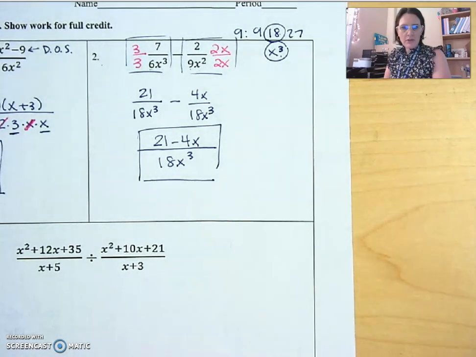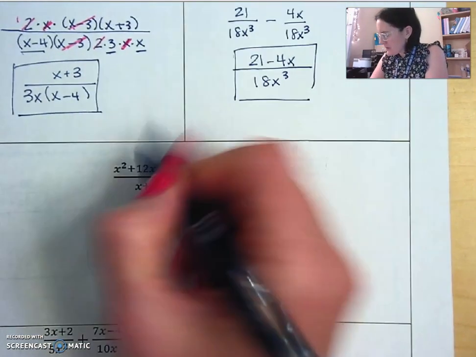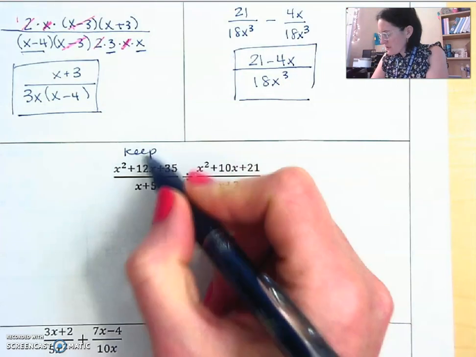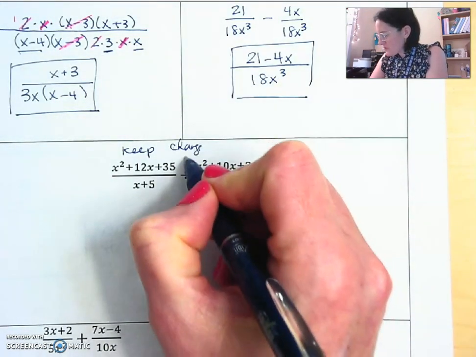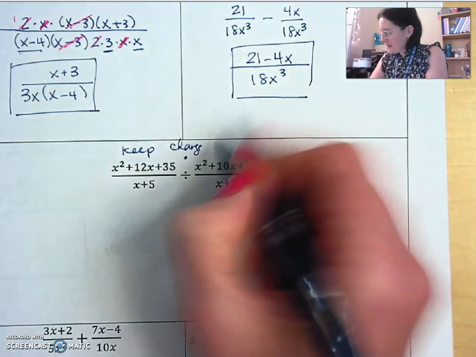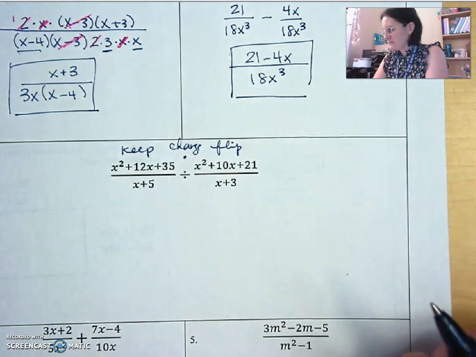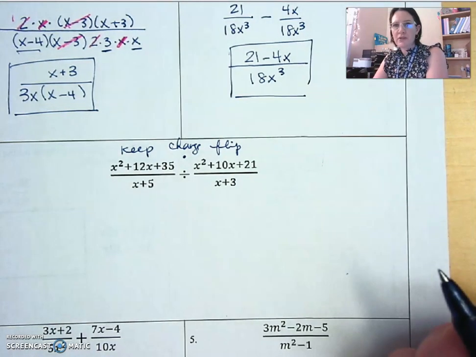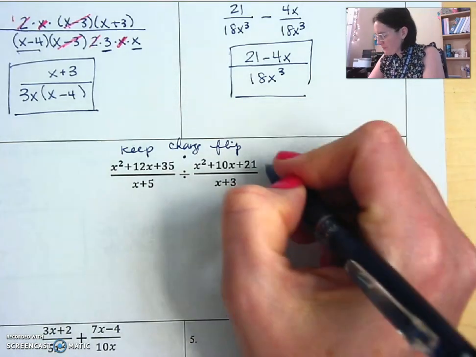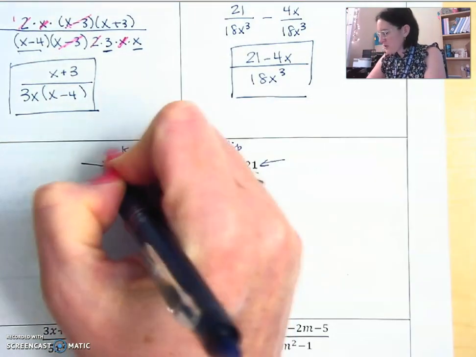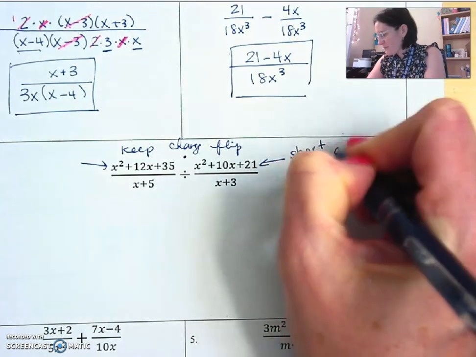This next problem is dividing by a fraction, so that is going to be where we keep the first fraction the same, change division to multiplication, and then flip or take the reciprocal of the second fraction. So real quickly before I do that, I'm going to make a plan for what factoring methods I need. And both of these situations are the short cross method.